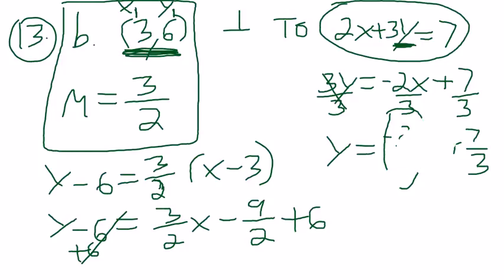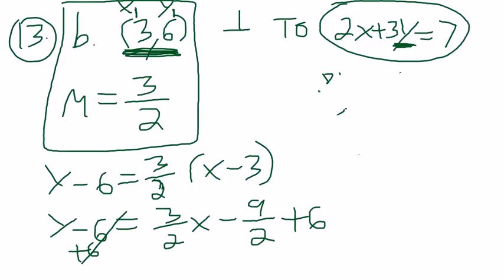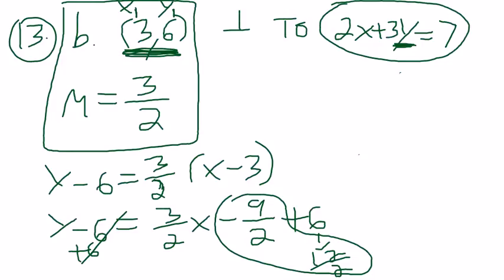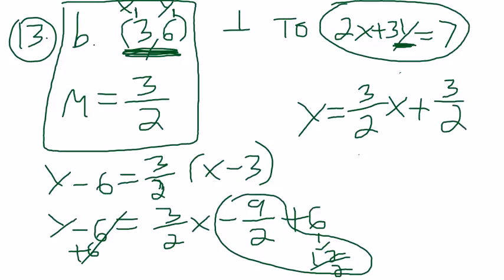Okay, I'm just going to erase some work to save some space here. Alright, and then the 6, this is the same as saying 12 over 2. So I'm going to add these together. I just found the common denominator. So when I do that, I'm still going to have the same slope, 3/2 x. And then negative 9 over 2 plus 12 over 2 is 3 over 2. So this is our equation. So 3 over 2 is both the slope and the y-intercept.